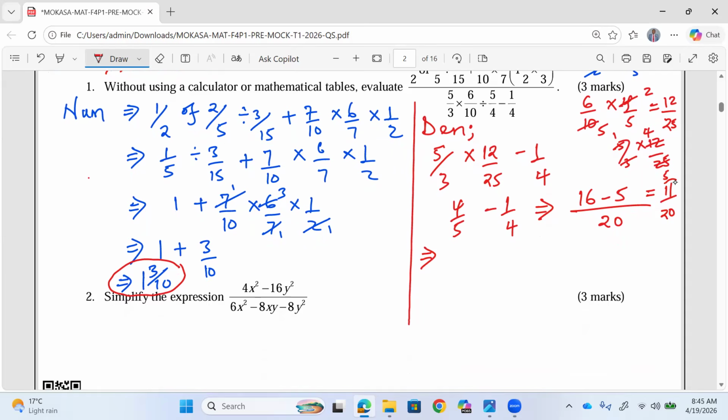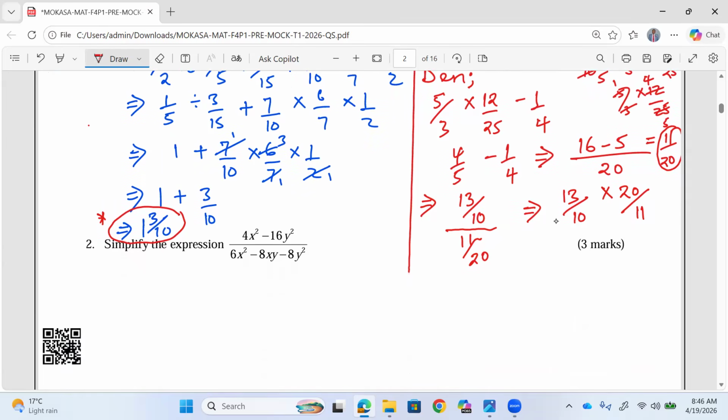So with 11 over 20, we can now combine. Because this is now the answer from the denominator, we have the answer from the numerator. So we combine. Remember, this is a mixed number, so we can make it an improper fraction, 13 over 10. So we're having 13 over 10 being divided by 11 over 20. So this can now be 13 over 10, dividing by 11 over 20 means multiplying by the reciprocal. Yeah, you multiply by the reciprocal.